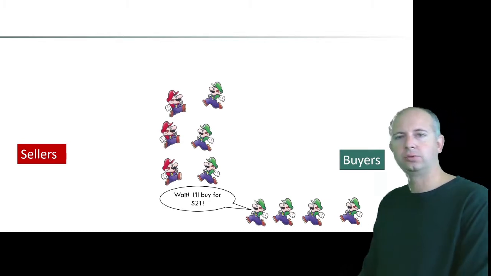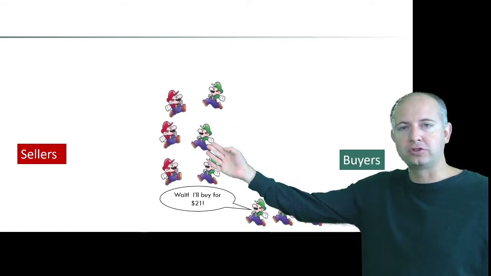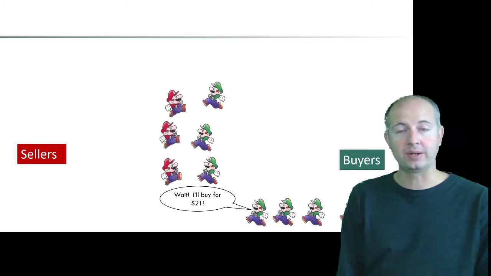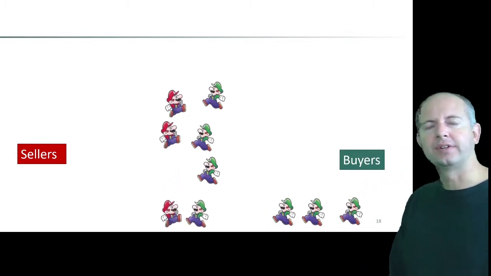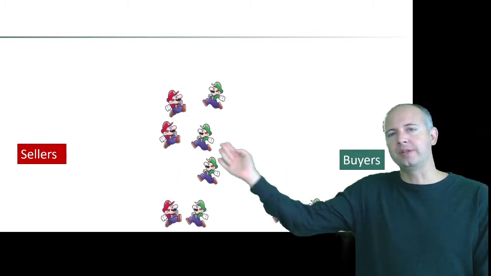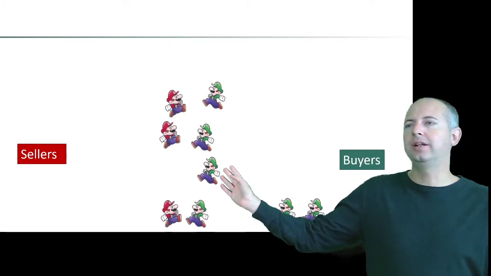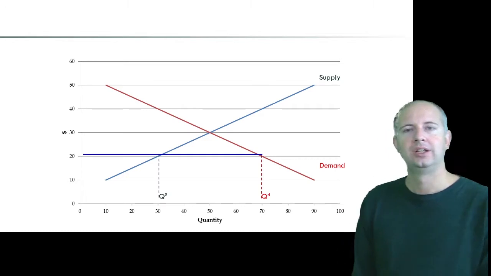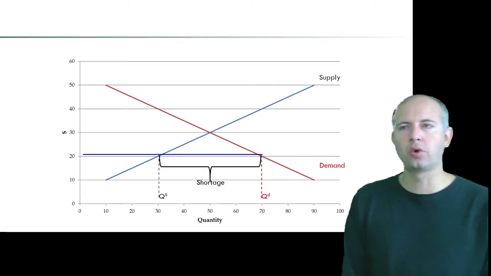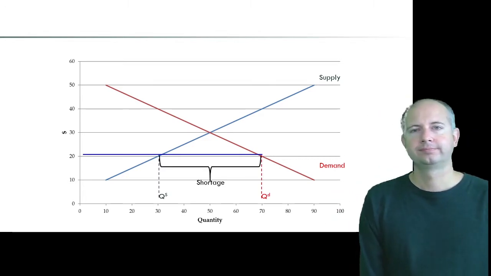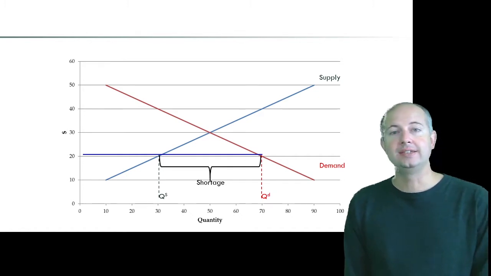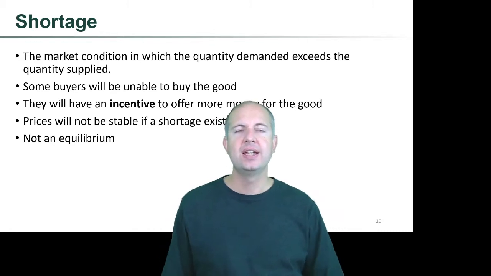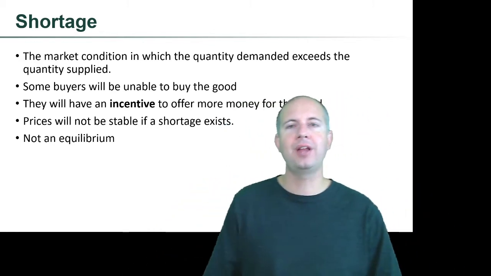So this Luigi says, wait, you're getting ready to sell to him for 20. I'll pay you 21. So Mario says, oh, I'd rather have 21 than 20. So Mario moves over. And again, that means this Luigi might say, well, wait a second, I will pay you 22 for it, and so on. This is what's known as a shortage. A shortage is the market condition in which the quantity demanded exceeds the quantity supplied.